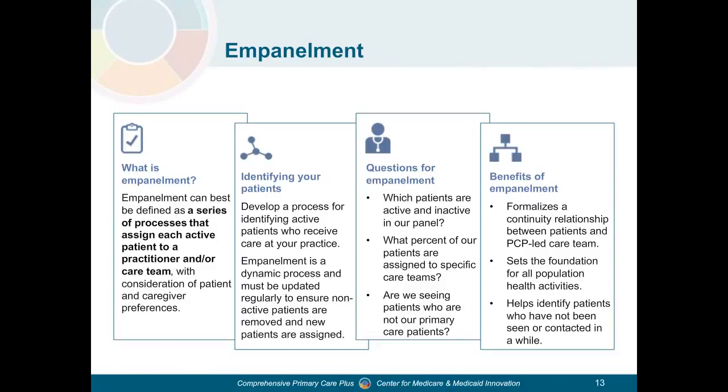Which patients are active and inactive in our panel? What percent of our active patients are assigned to a specific practitioner and/or care team? And are we seeing patients who are not our primary care patients, such as those referred to us by specialty consultation or presenting for urgent care, but who receive primary care elsewhere? And are you able to exclude those patients from your empanelment process?